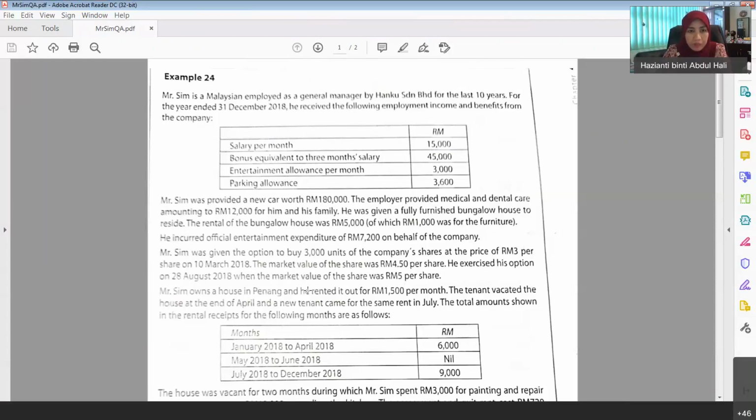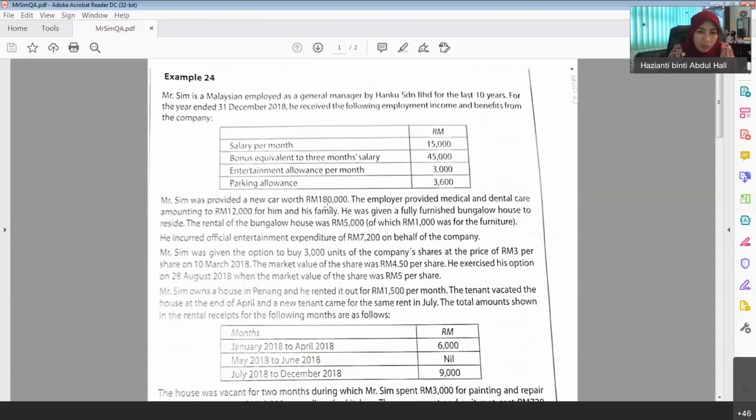So for the year ended 31st December 2018, here we know the year of assessment would be 2018. All right, so whatever personal relief that we are going to do later on, we are going to look at specifically year of assessment 2018. And he received the following employment income and benefits from the company. So this is salary per month. Whenever you see per month, you have to multiply by 12 later on. Bonus equivalent to 3 months salary, entertainment allowance per month, parking allowance.